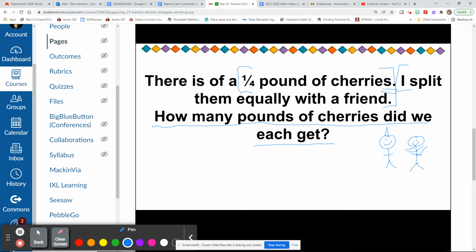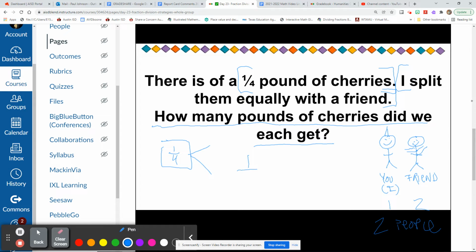Anyway, that's two people, right? You and a friend. You, or I, and then a friend. So, one, two. Two people. Is that too obvious? All right. And then we're going to split a 1/4 pound of cherries. So, there's a blue box of a 1/4 pound of cherries. All right. So, we're going to split this between two people.